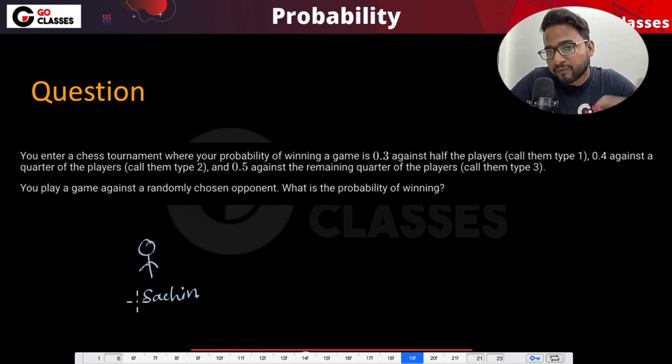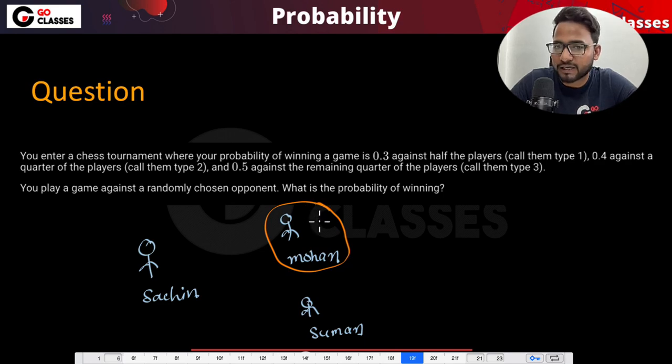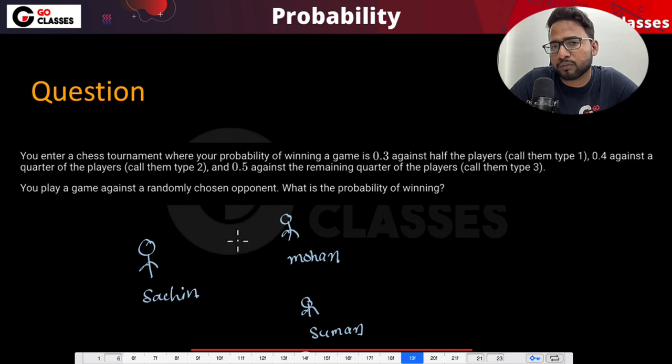Now I might have two friends. Let's suppose one of them is Mohan, and another one, let's suppose any name, Suman. Let's suppose these are the two friends that I have. Now what may happen is that this particular friend might be so weak in chess that I might say the probability of me winning against him could be 0.7. And maybe this player is also weak, and then I say that the probability of winning against this one is maybe 0.8 or something, right?